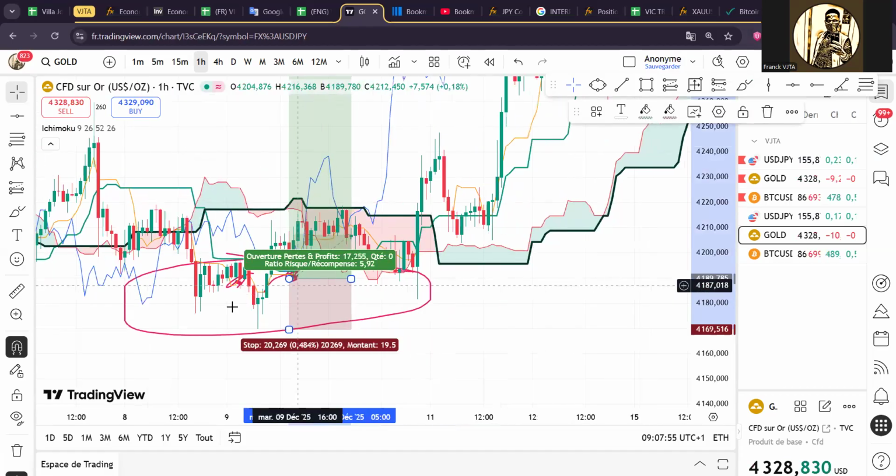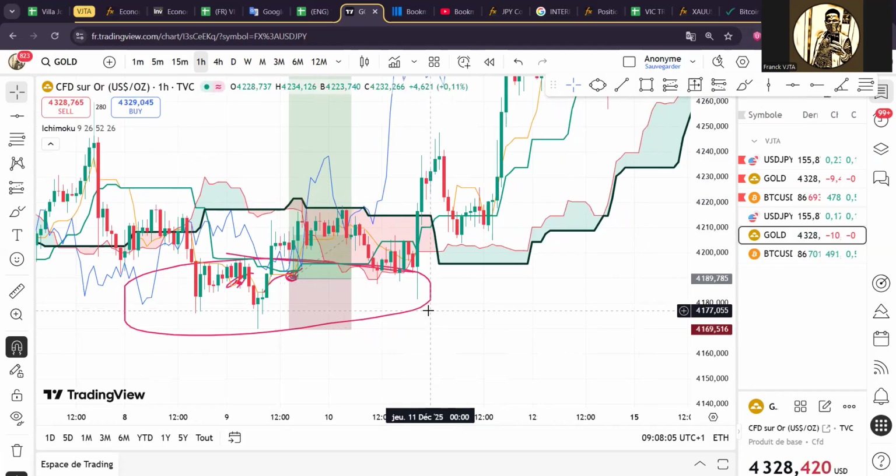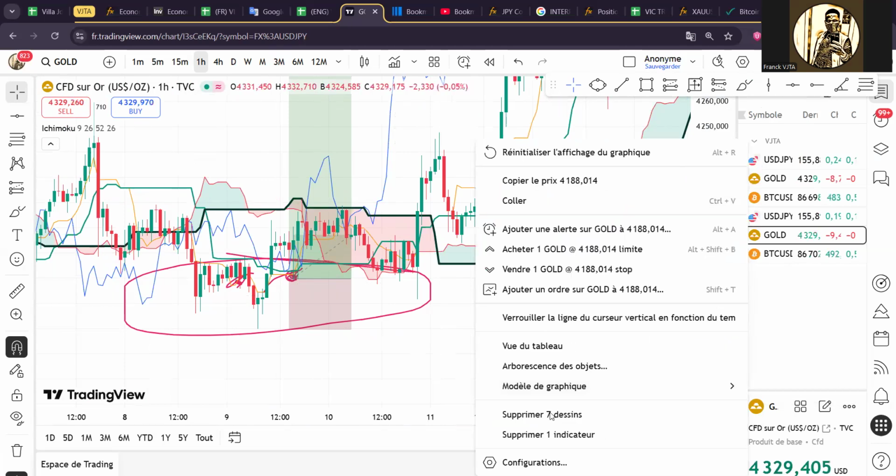And the second, Tenkan inclination, inverted Tenkan, work very well. The setup has not been tested, so that's it. Okay, that is a little bit it. So now I want to show you another thing.